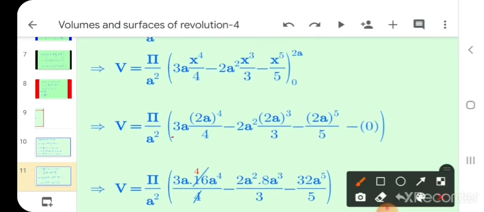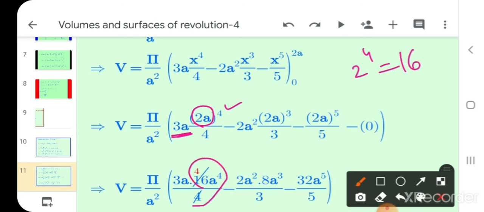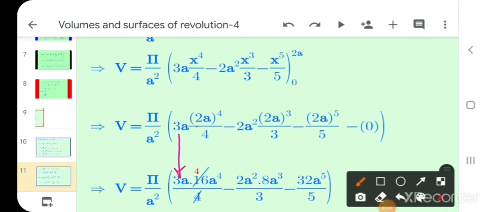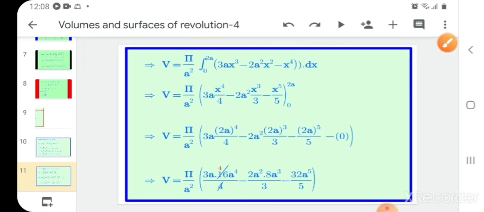Here we have 3a. Here (2a) power 4 means 2 power 4 times a power 4, and 2 power 4 means 16. So I write 16 a power 4 by 4. 3a same. Minus 2a square same, (2a) whole cube: 2 cube means 8, a cube, by 3. And 2 power 5 means 32, a power 5, by 5. After simplifying, what do we get here?